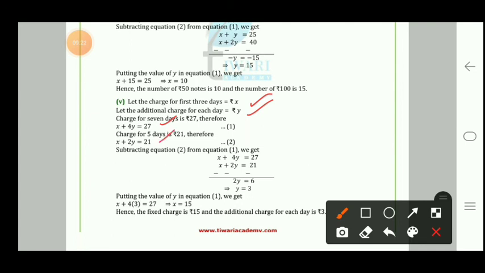Now, subtracting equation 2 from equation 1, we get x plus 4y is equal to 27, x plus 2y is equal to 21. On solving this, we will get y is equal to 3. Then putting this value y is equal to 3 in equation number 1, we have x plus 4 into 3 is equal to 27, so x is equal to 15 is the answer. It means the fixed charge is rupees 15 and the additional charge per day is rupees 3.